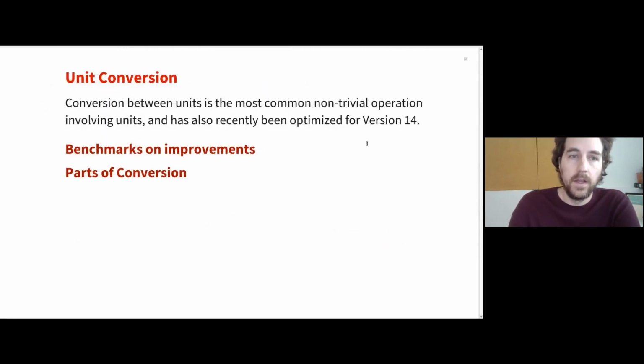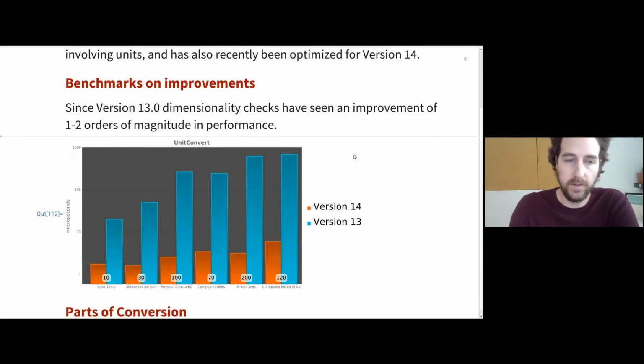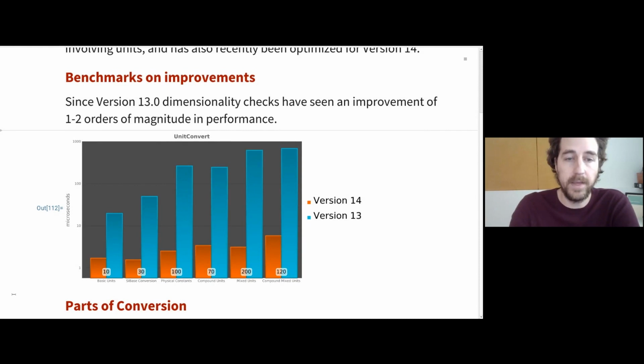Okay. Unit conversion is the third operation that's pretty fundamental for working with quantity and units. For version 14, we have overhauled the way that UnitConvert works, and we're again in the 1 to 2 orders of magnitude improvement. This is our main non-trivial operation on units. So we've gotten a factor of 10 improvement for the most basic cases, and as cases get more complicated, we're in the range of 2 orders of magnitude.